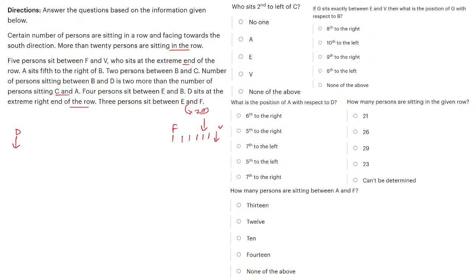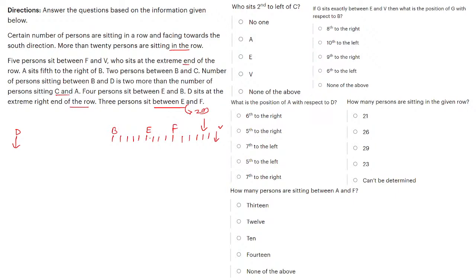Now, A sits fifth to right of B and 2 persons between B and C. And yes, 3 persons between E and F. So, 1, 2, 3. This is E here, right? Now, 4 persons between E and B. 1, 2, 3, 4. This is B here.